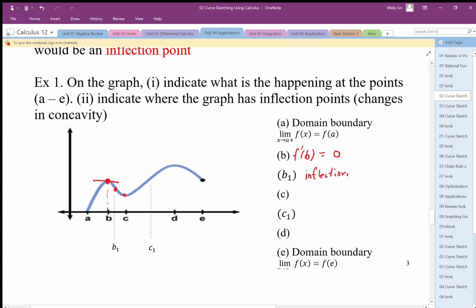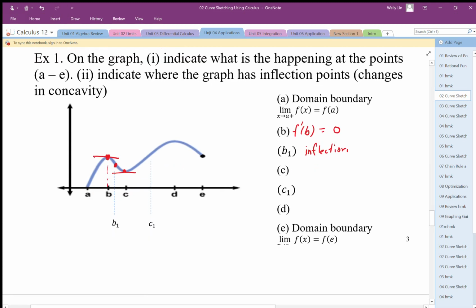C is a minimum, and it's where it's negative. Sorry, it's got 0 slope. So at f prime of C, we know it's equal to 0. And it happens to be a min. This point C1 is an inflection point again. Okay, it changes from concave up to concave down.